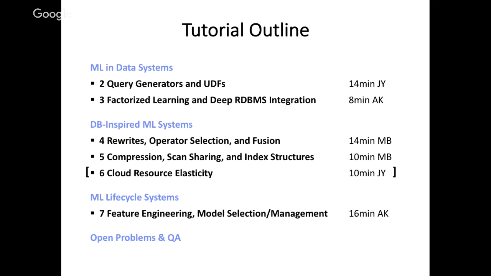At any point, please interrupt us. We want to make this a very lively tutorial. If, due to many questions, we run out of time, we're going to drop the part on cloud elasticity. So how do we deal with preemption and failures in such a cloud scenario, and how do we provision for those kinds of scenarios? And finally, we broaden our view and look at feature engineering, model selection, and model management. And finally, a little bit of an overview of existing problems and final Q&A.